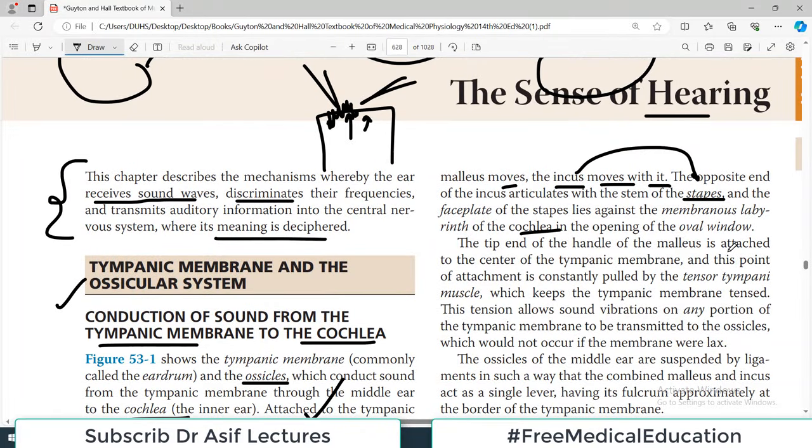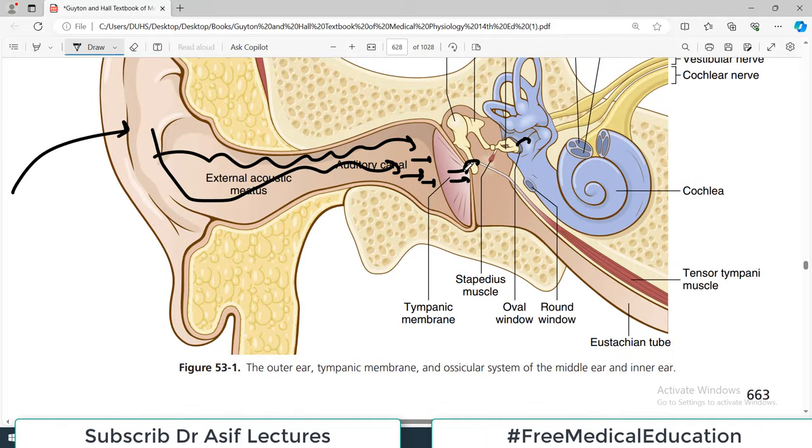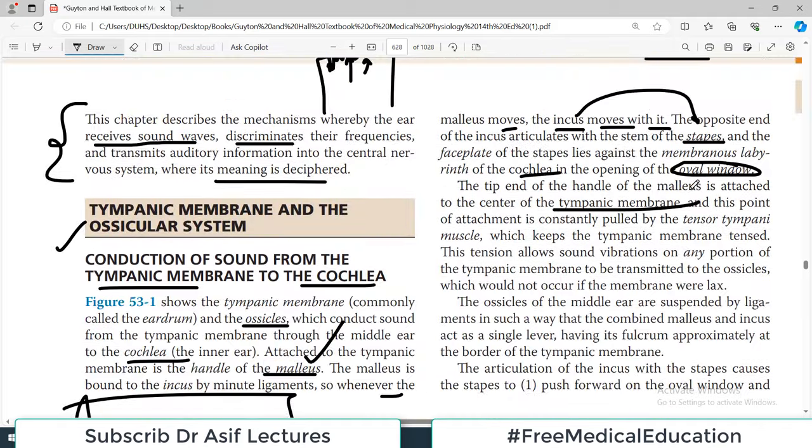That's the story. The place where this vibration is transferred is called the oval window. The tip end of the handle of the malleus is attached to the center of the tympanic membrane. That's the point they are talking about. This is the tip of the handle of the malleus.